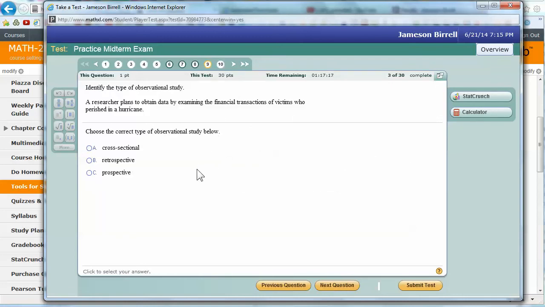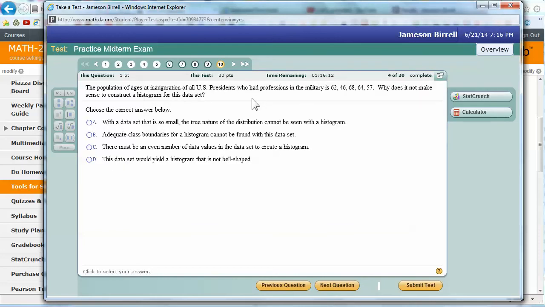Alright, back to observational studies as opposed to experiments. Remember how we talked about that question? So in observational study, a researcher plans to obtain data by examining the financial transactions of victims who perished in a hurricane. All right, I think it's pretty clear here. This is retrospective, right? So he's not asking the victims currently what their financial transactions are today. He's not setting up a cross-sectional study to look at them. Anyway, so it's clear that since they've already passed, this is a retroactive study looking at the old data.